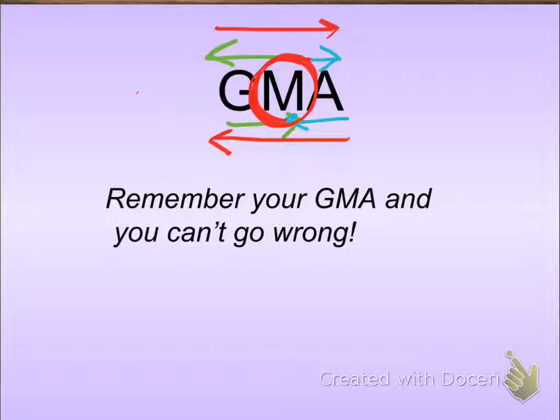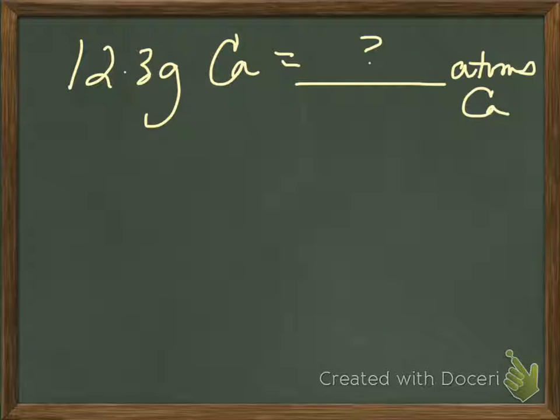Let's actually do number 4 together, since I accidentally gave you a problem that was grams to atoms. So let's do that one. Okay, so we're told that we're given 12.3 grams of calcium. We want to know how many atoms of calcium that is.